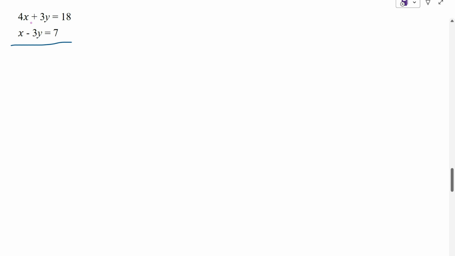Okay, so we've got a plus and a minus here. So we want a plus, because a plus and a minus is a minus. That will cancel these two out. Therefore, we're going to plus here, plus here. Okay, 4x plus x, 5x. These two cancel out, equals 25. 5x is 25, x is 5.